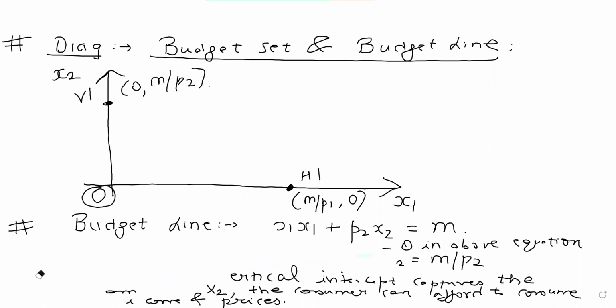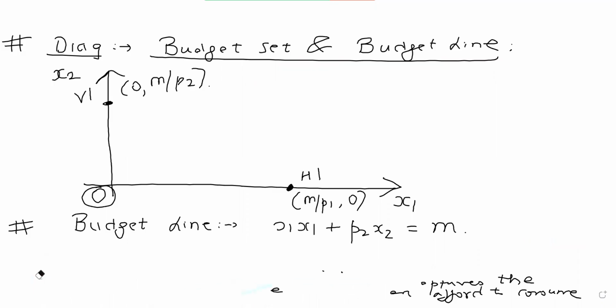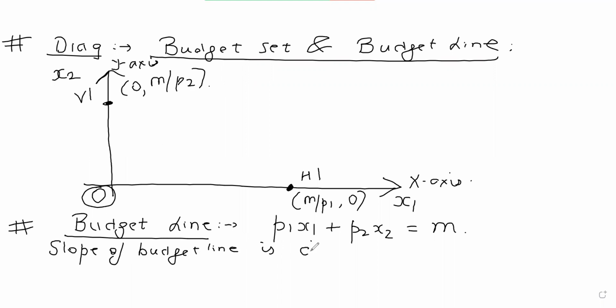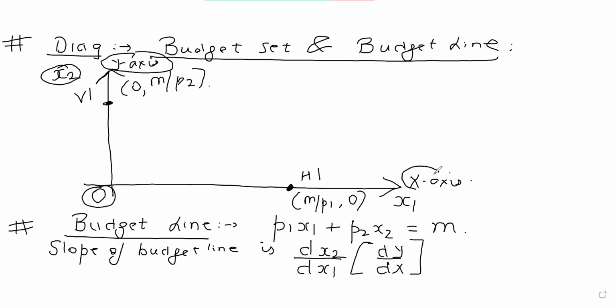Now, how do we find the slope? In my lectures on mathematical methods for economics, remember, slope is nothing but, in very simple terms, dy by dx. This is the y-axis. This is the x-axis. On the x-axis, we are measuring good x1. On the y-axis, we are measuring good x2. The slope of the budget line is the derivative of x2 with respect to x1. Remember, it's dy by dx. On the y-axis, what am I measuring? X2. On the x-axis, what am I measuring? X1. The slope is nothing but dx2 by dx1.